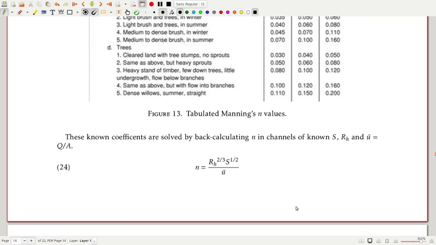And the way that these work, both these tables and these picture books, is that someone rearranges Manning's equation. So for Manning's equation, we have u bar equals 1 over n, Manning's n, which is for flow resistance.